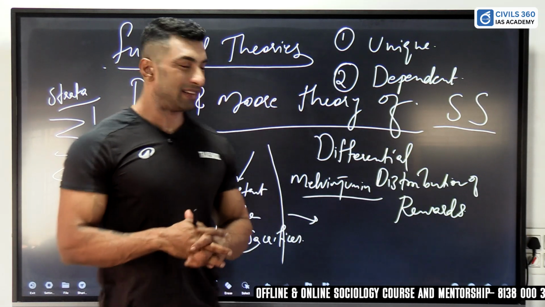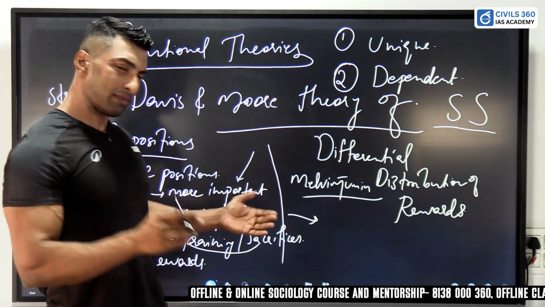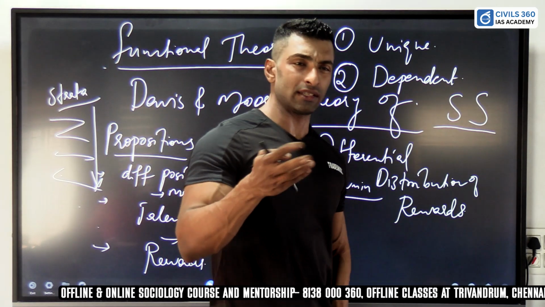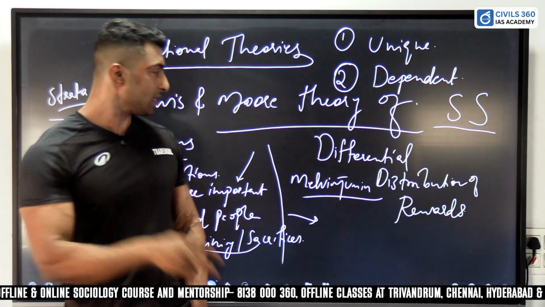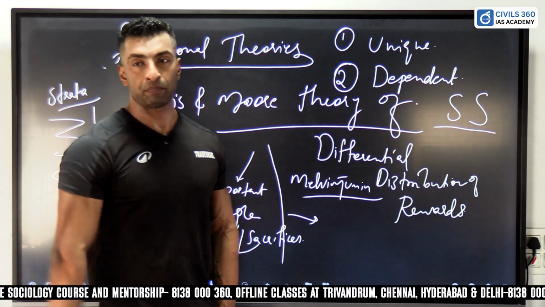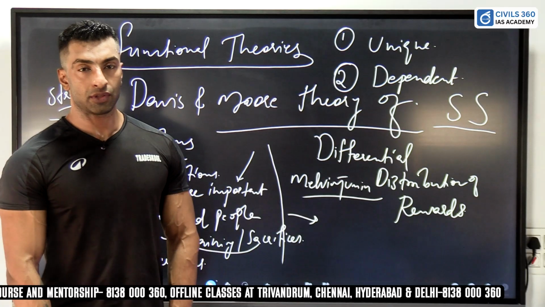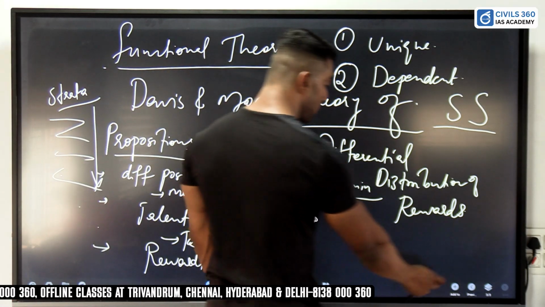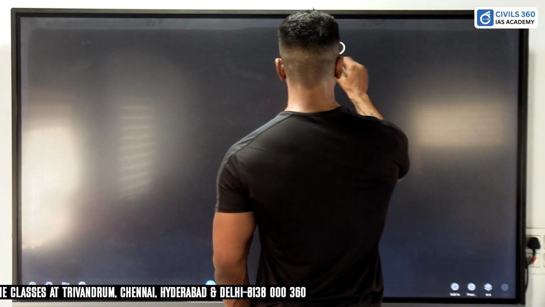Okay, so that's it. Then you can talk about other criticisms. He's saying rewards are necessary, otherwise society will be in chaos. This is the main clarification which is required. Okay, so we can write this. Now before that, let me also tell you about Parsons. This is very simple.